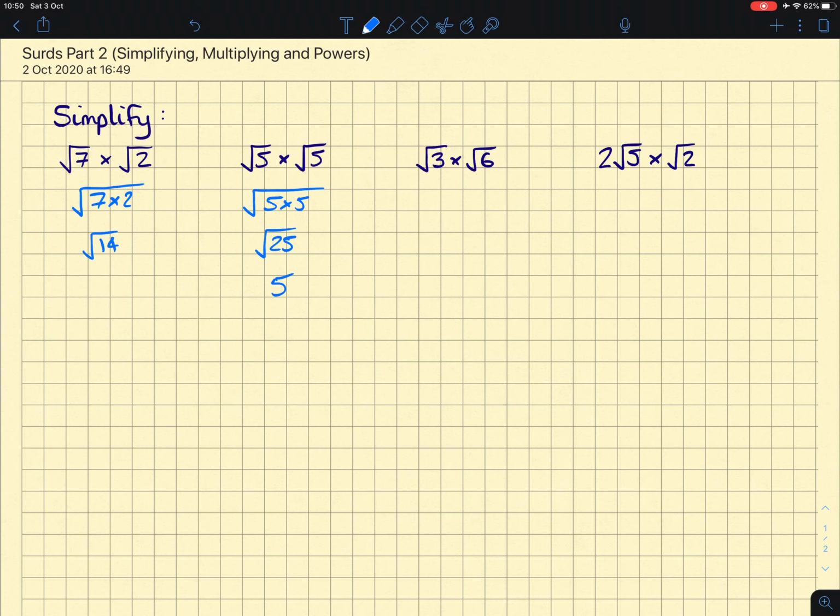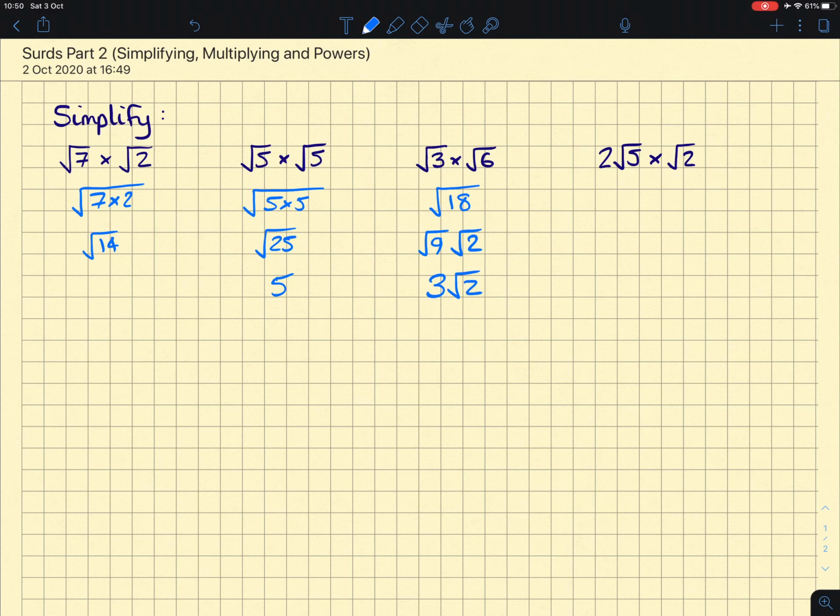What can also happen is that you can multiply two surds together that give you a surd, but it can then be simplified. So root 3 times root 6, we'll combine them together to make root 18, but then root 18 can be written as root 9 times root 2, which will eventually become 3 root 2 as our answer for that.